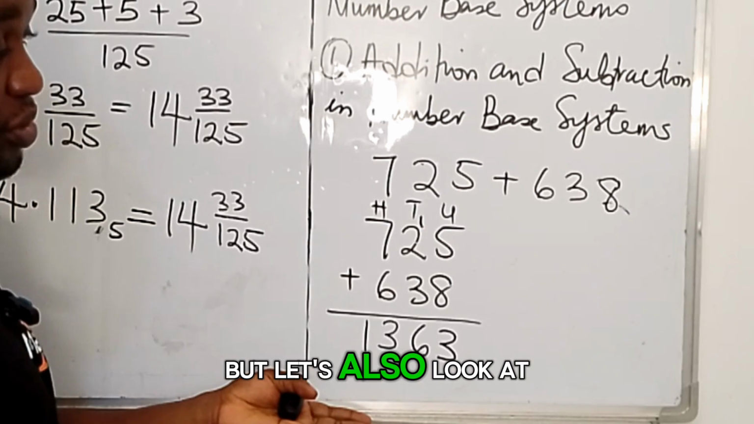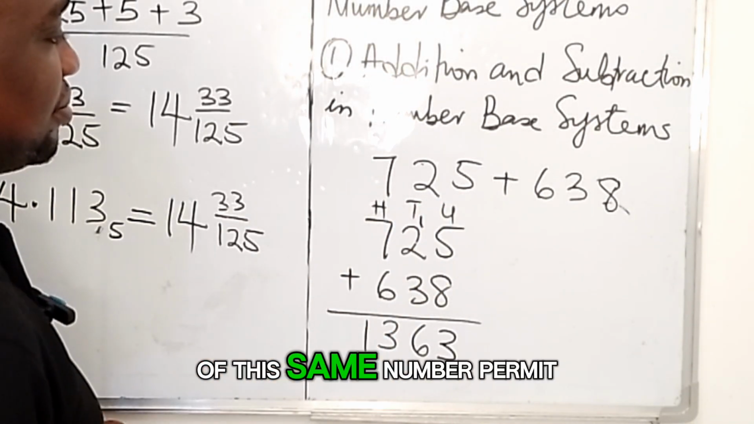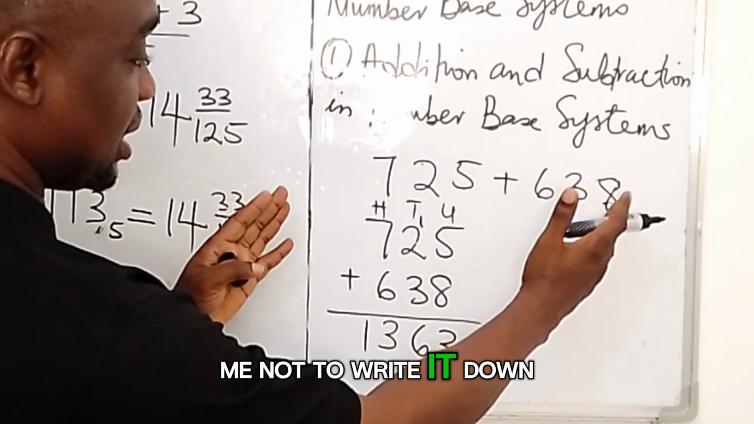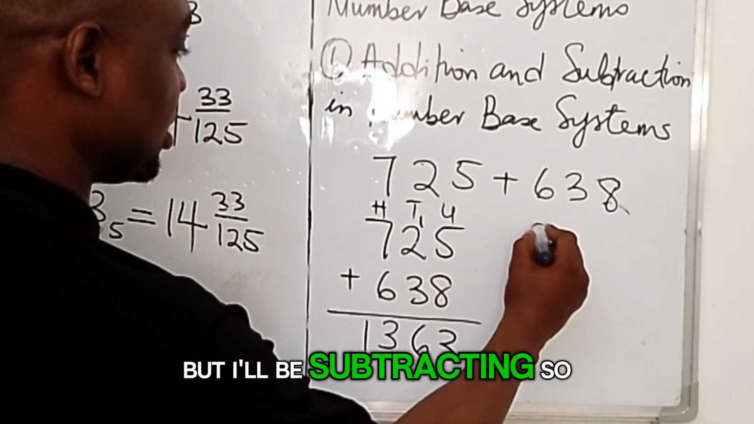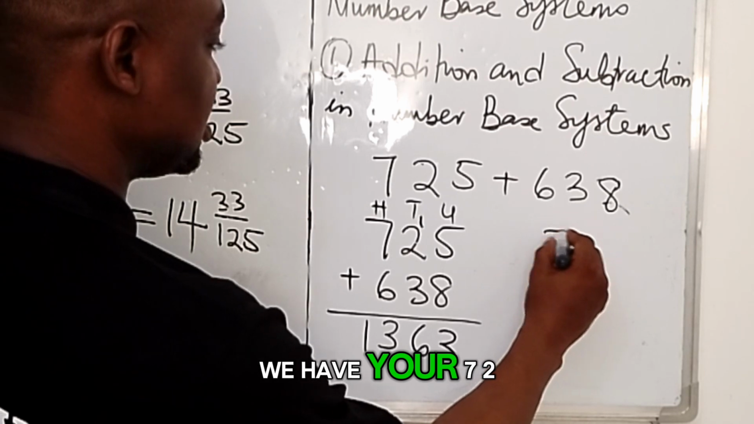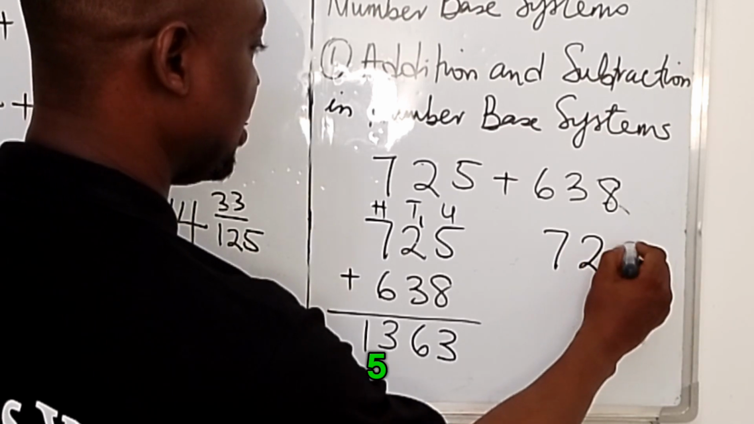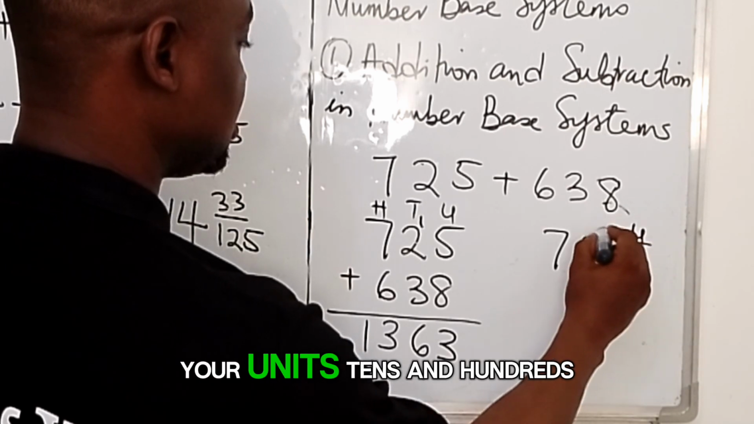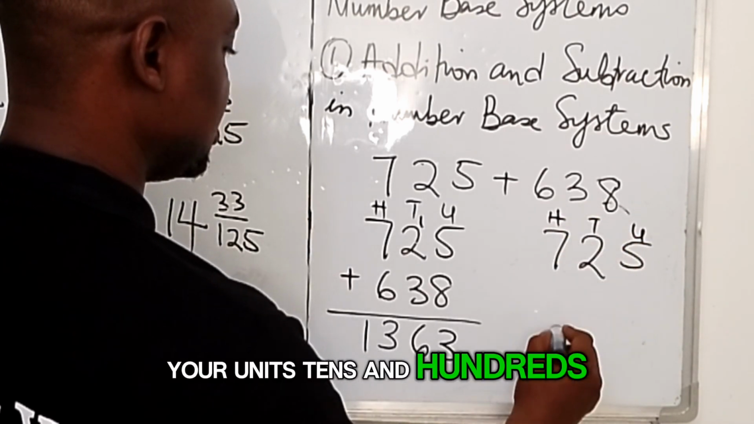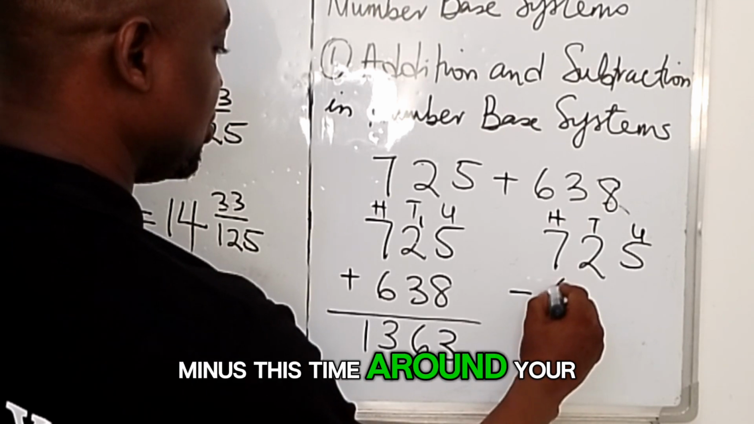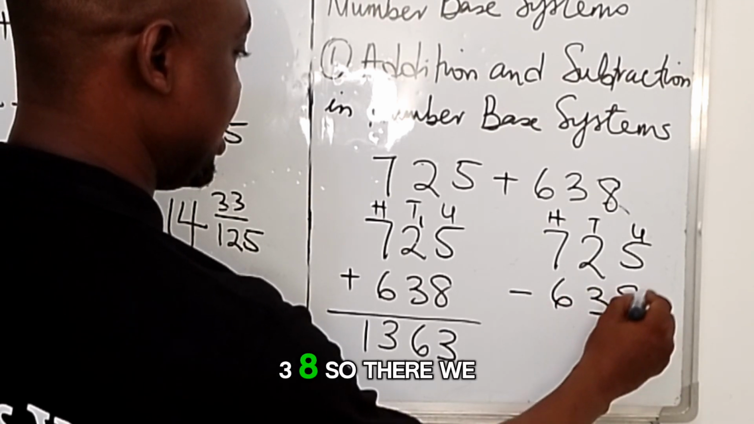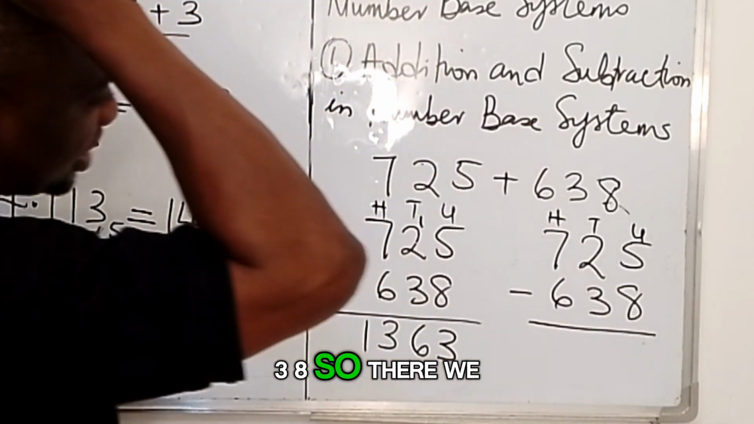But let's also look at the subtraction in base 10 of this same number. Permit me not to write it down again. I'll just take from here, but I'll be subtracting. So we have your 725, your units, tens, and hundreds again. Minus this time around, your 638. So there we go.